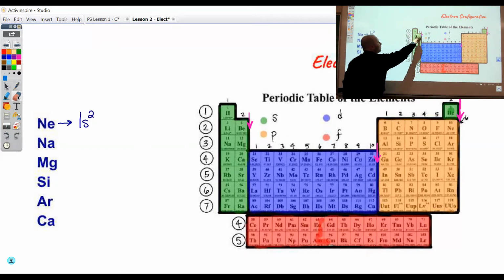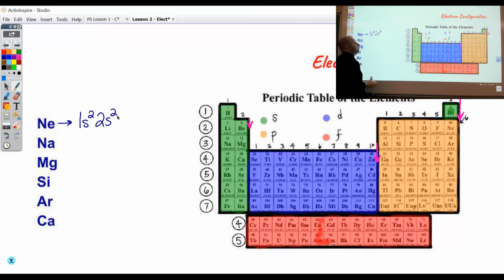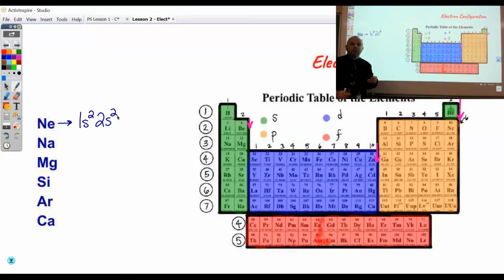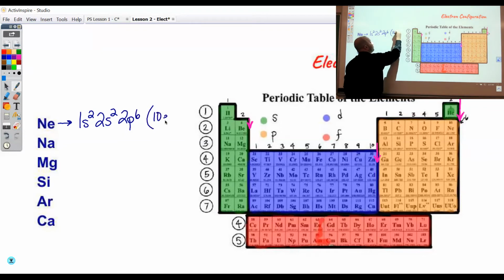I'm just going to erase the top here so we don't get confused. There we go. I go across the second energy level. I hit this spot. I write down 2s2. Now, I'm going to go all the way to neon, which happens to also be where my next pink arrow is, and I'm going to write down 2p, because we're in the second energy level, orange block, spot number 6. So 2p6, for a total of 10 electrons.